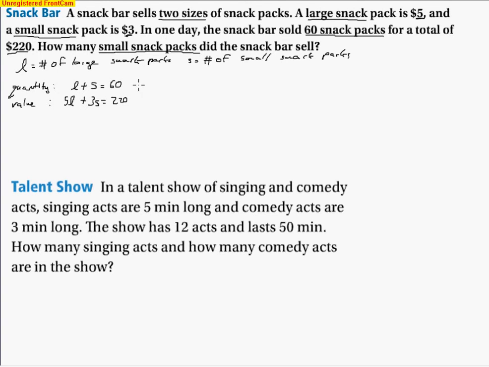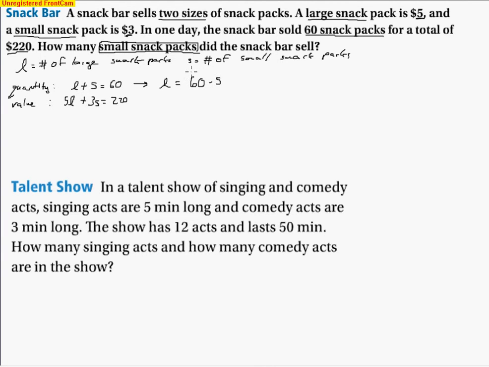So now I've got a system of equations, so now we have to solve. First thing using substitution is to get one of these variables by itself. Since we want to solve for the small snack packs, we're going to end up solving not for S, but for L. Let's see here. We're going to end up solving for L, that's right, because we want to keep the S in the problem. So I'll subtract the S from both sides, and I now have this, 60 minus S.